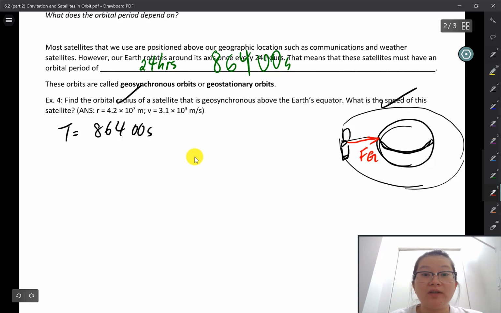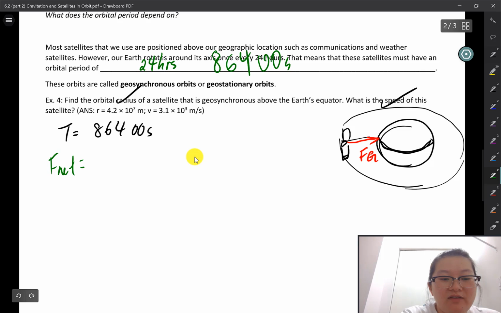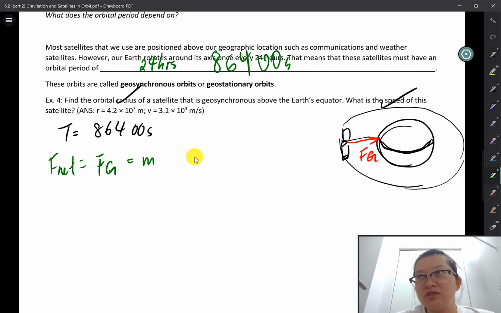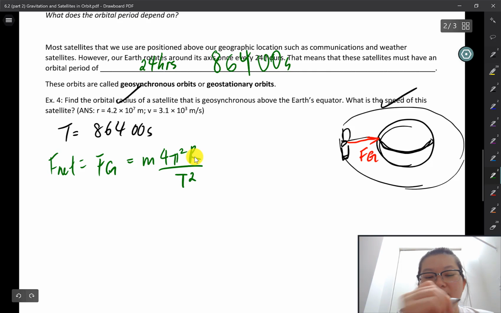We know for sure that the satellite experiences a gravitational attractive force towards the center of the Earth, which provides the centripetal acceleration. So we write our F-net equation: Fg is equal to ma, where for the centripetal acceleration I'm going to use the full-blown value with orbital period and orbital radius. That's going to be 4 pi squared r over period squared.